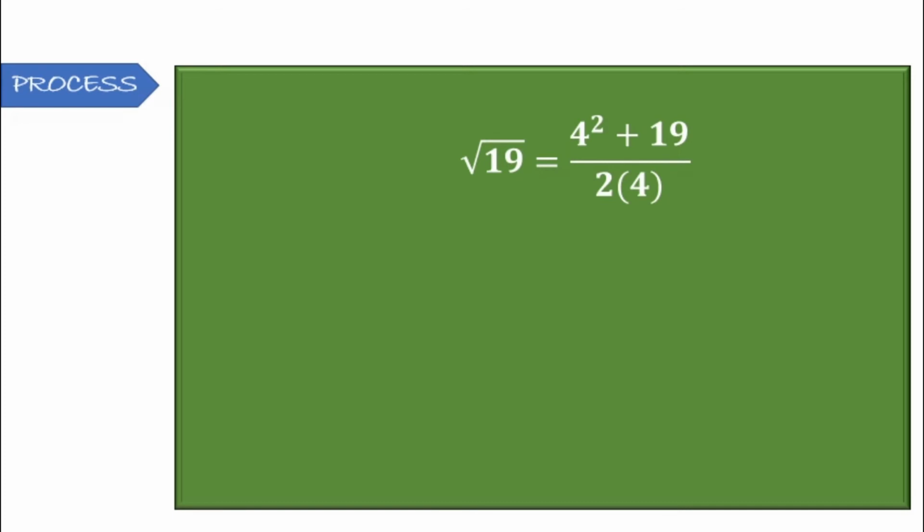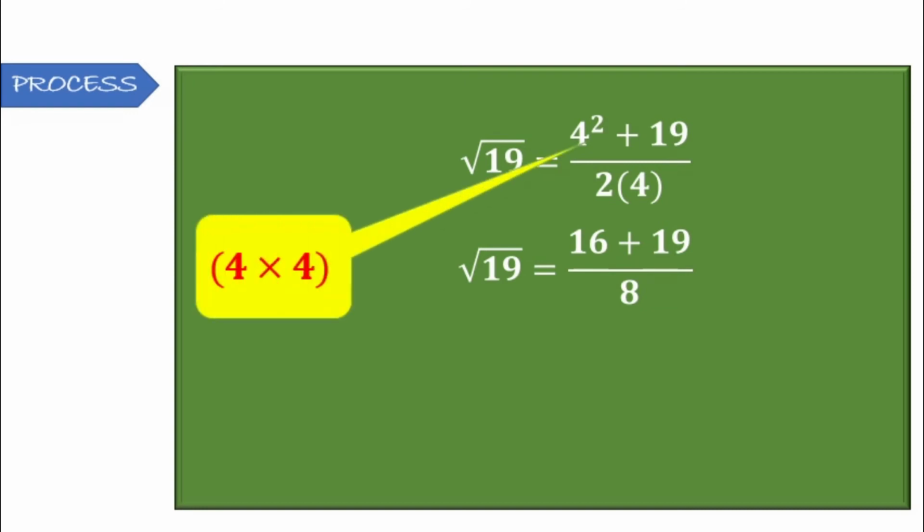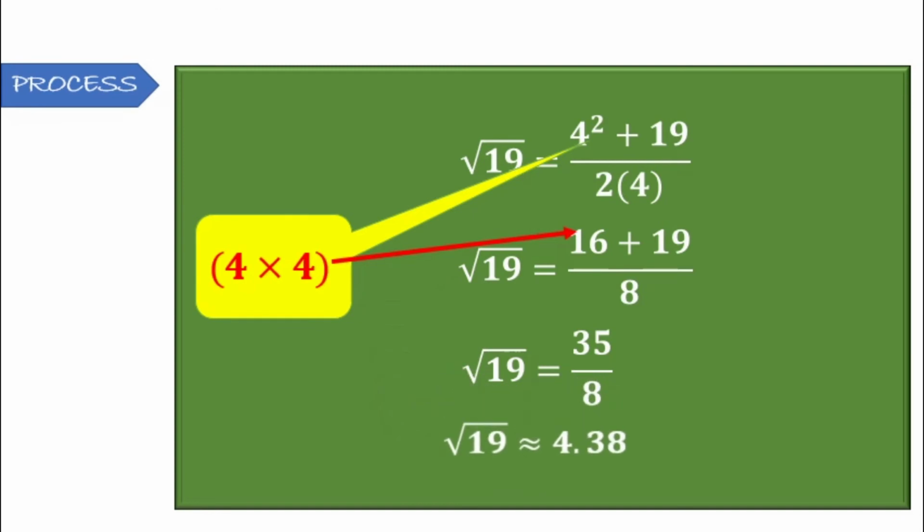Okay, square root of 19 is equal to 4 squared plus 19 all over 2 times 4. We simply substitute the given values of n and a. And square root of 19 is equal to 16 plus 19 over 2 times 4 is 8. Again, 4 squared is equal to 4 times 4, and 4 times 4 is equal to 16. And 16 plus 19 is equal to 35 all over 8. And 35 over 8 is approximately 4.38.